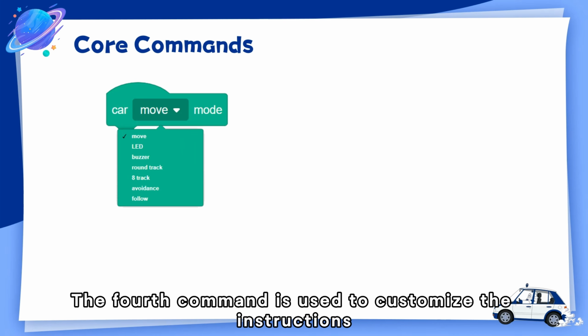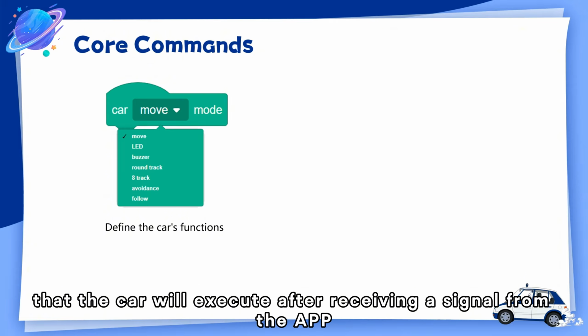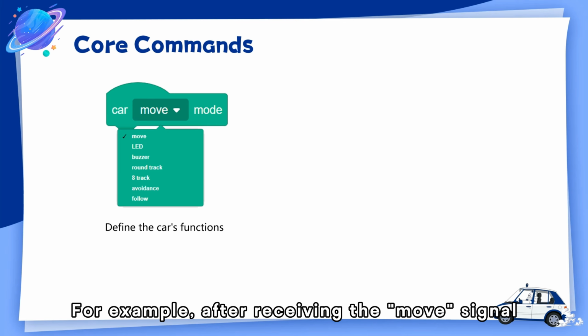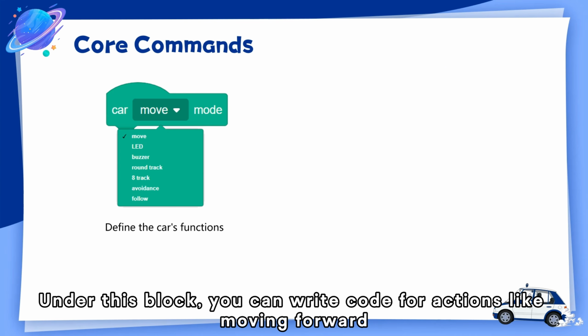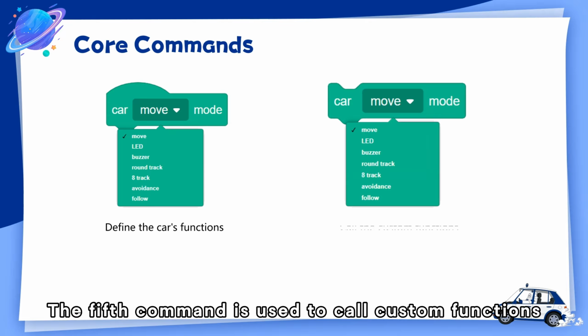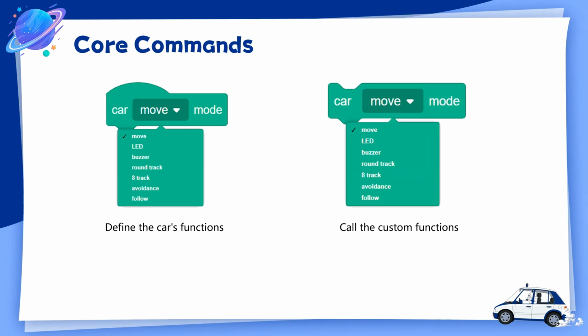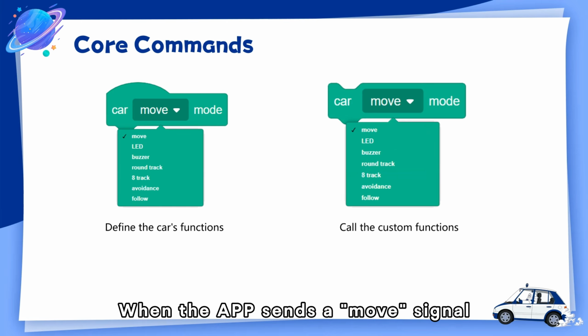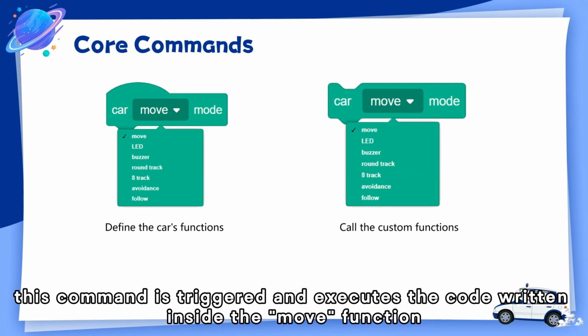The fourth command is used to customize the instructions that the car will execute after receiving a signal from the app. For example, after receiving the move signal, under this block, you can write code for actions like moving forward, moving backward, turning, and so on. The fifth command is used to call custom functions. When the app sends a move signal, this command is triggered and executes the code written inside the move function.